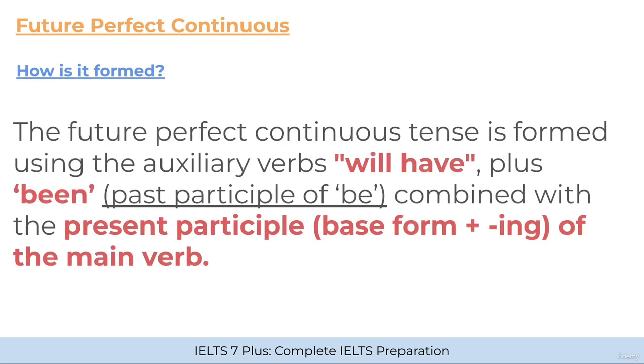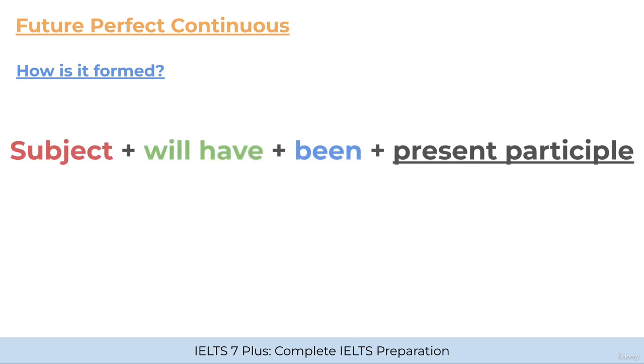Okay, so how do we form this tense then? Well, we want to use our auxiliary verbs, will and have, just like in the future perfect, but we want to add been, which is the past participle of the verb to be, combined with the present participle, which is the base form plus ing of the main verb. So there's quite a lot going on here, but let's not be overwhelmed with it. It's not so daunting as it seems. I'll show you the formula. You can have your subject plus will have plus been plus that present participle.